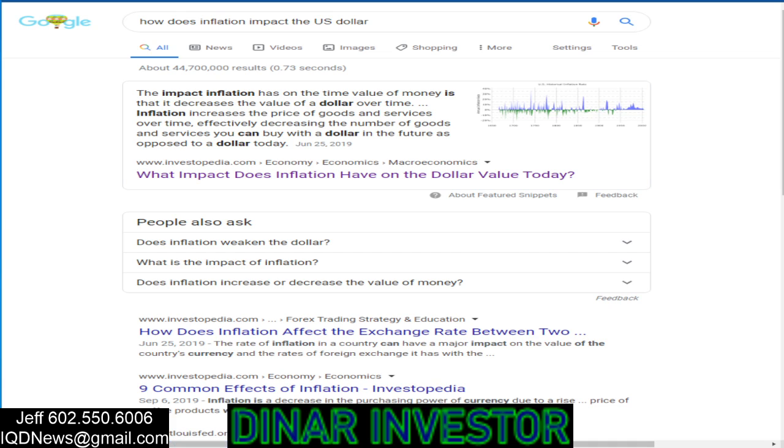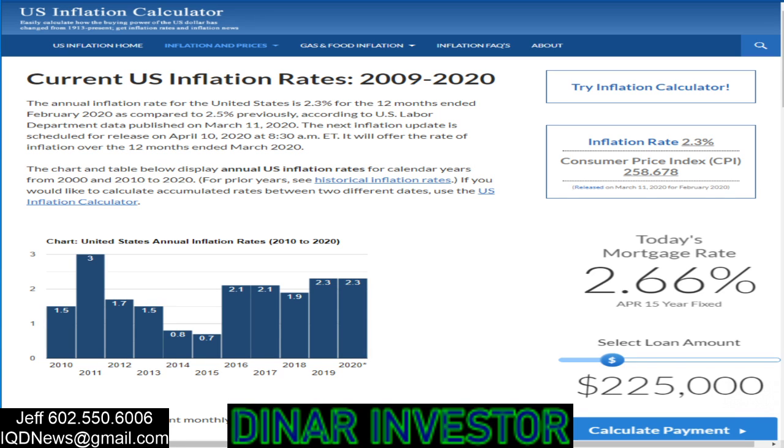Near the top here it says the impact inflation has on the value of money is that it decreases the value of the dollar. So they're telling you higher inflation decreases the value of the US dollar. Well, let's see where US inflation currently is. Right now, US inflation is a little bit on the higher end. In 2020, it's at 2.3%. That's a little bit on the higher side.